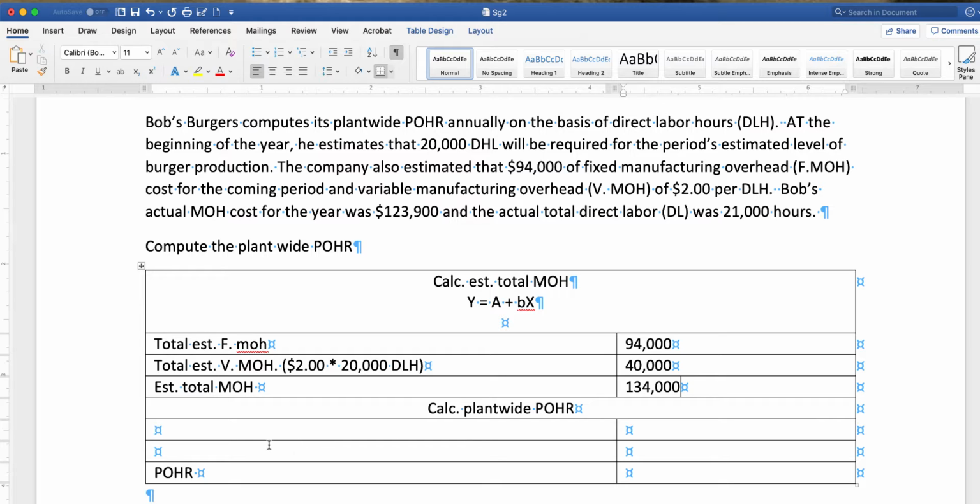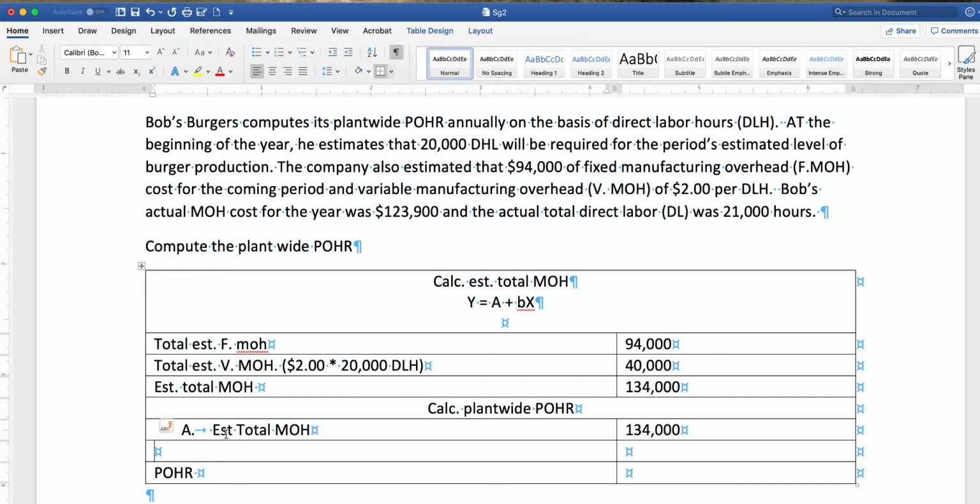Now we have to calculate the plant-wide rate. Super easy. Why? Because we know the equation. I need to take first, I'm going to say A here for a reason, A, my estimated total manufacturing overhead, which we already calculated in the first part, 134,000.